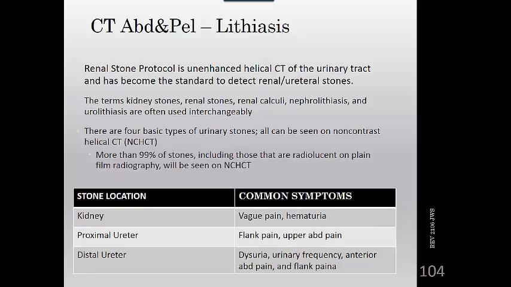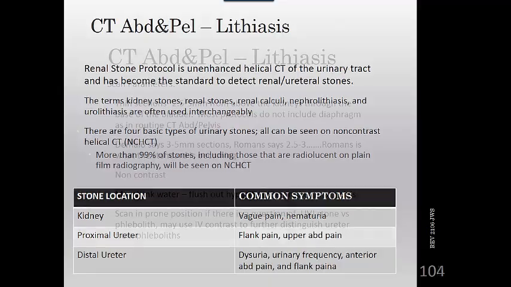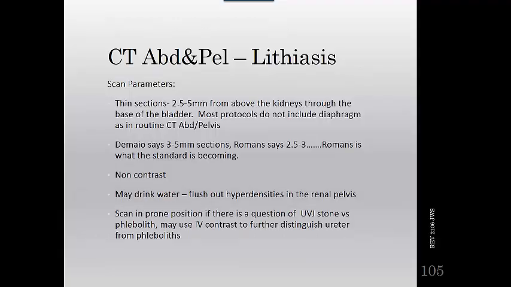So throughout your career, you'll be doing many of these. They're quick and easy and fast, so a lot of us as CT techs don't mind them. The scan parameters for CT abdomen pelvis for kidney stones are thin sections from 2.5 to 5 millimeters from above the kidneys through the base of the bladder. Most protocols don't include the diaphragm as we do in a routine CT abdomen pelvis.